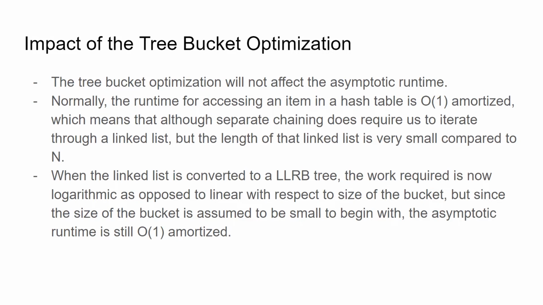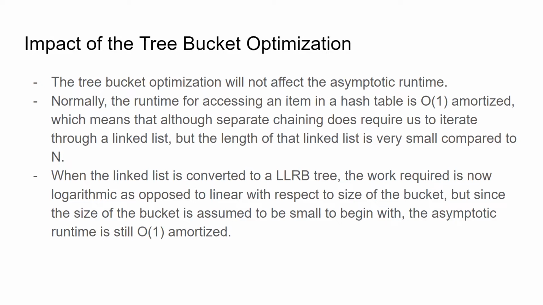Okay, so we're also going to talk about the impact of the tree bucket optimization. We thought that the tree bucket optimization will not affect the asymptotic runtime, and that is because normally the runtime for accessing an element in a hash table is O of 1 amortized, which means that although the separate chaining does require us to iterate through a linked list, the length of that linked list is very small compared to n, which is the total number of items in our hash table.